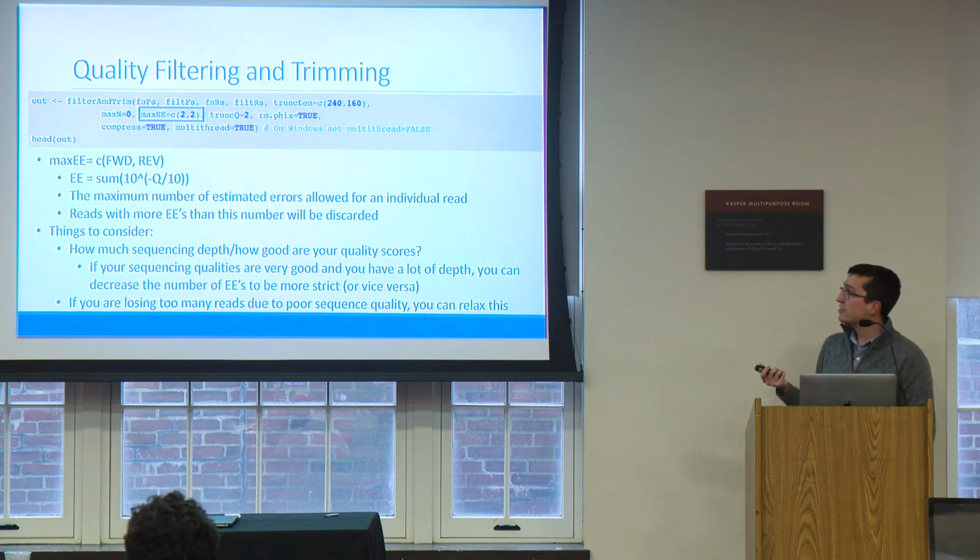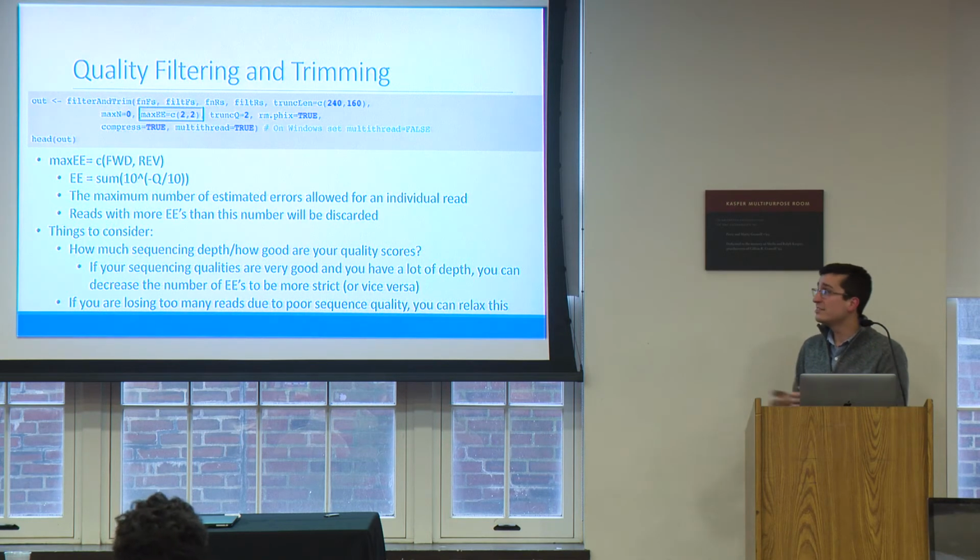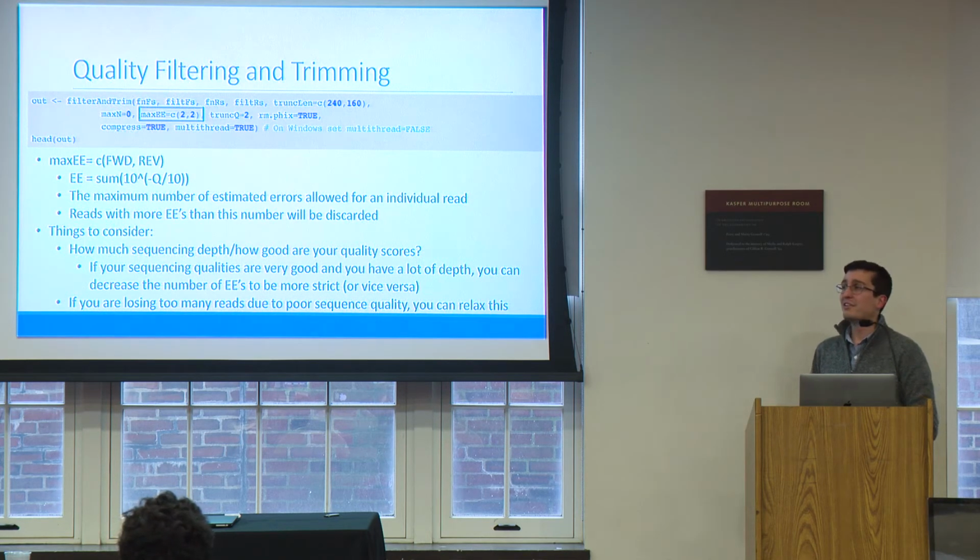Some things to consider when setting this: how much depth are you sequencing and how good are your quality scores? If your quality scores are really good, you don't have to change it. If anything, you can lower it because you should expect to see fewer errors in higher quality reads. But if you have poor quality reads and you can't sacrifice as many of them, you can increase this number to make that a little bit more relaxed.